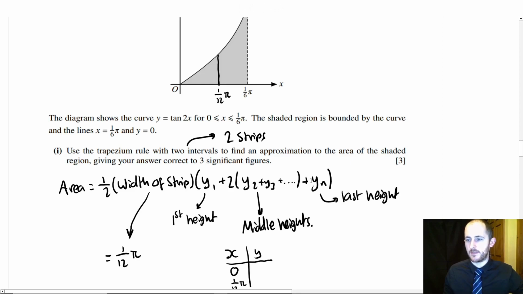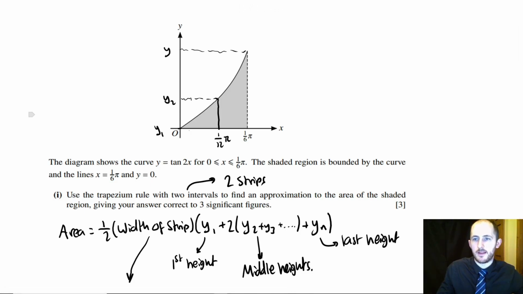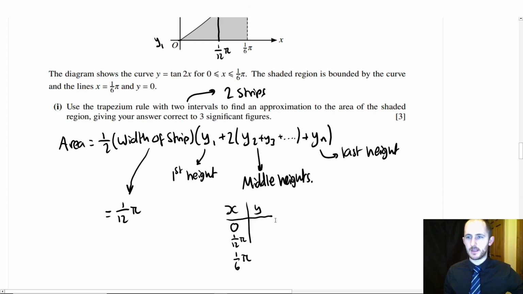So I'm going to have this, this, and just one in the middle here, okay? So I'm not going to have all of the adding. I'm just going to have 1, 2, and 3. So again, this is going to be the height at 0, the height here, and the height here. That's my y1, my y2, and my y3, or you can call it the yn as well, in terms of this formula here. So all I need to do is sub it into a value on the calculator.